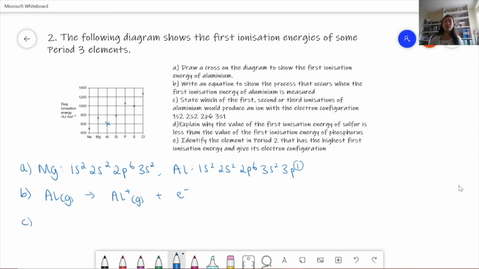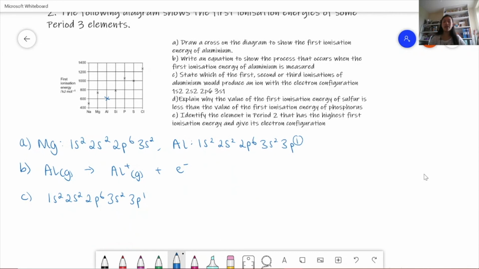And then for C, state which of the first, second, or third ionizations of aluminium would produce an ion with the electron configuration 1s2, 2s2, 2p6, 3s1. So aluminium we worked out was 1s2, 2s2, 2p6, 3s2, 3p1. And so now we just work out how many electrons we're removing to get to 3s1. So we're removing the 3p1, and then we're removing the 3s2, and then we get onto the 3s1.